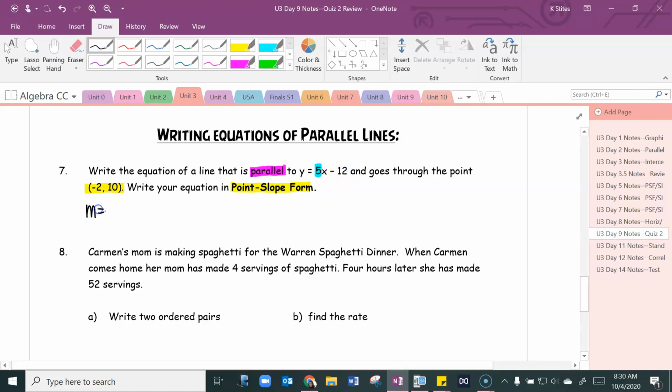So now all we have is a slope of 5, and we have this point right here, and I write point slope form. y minus 10 equals my slope, times x plus 2. I'm not distributing or solving this because it is asking for point slope form.